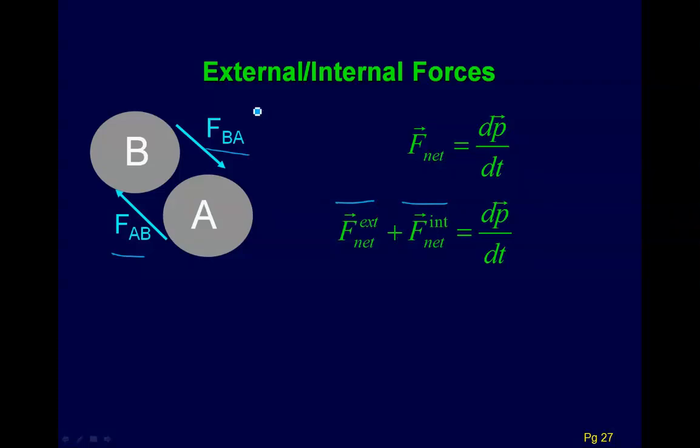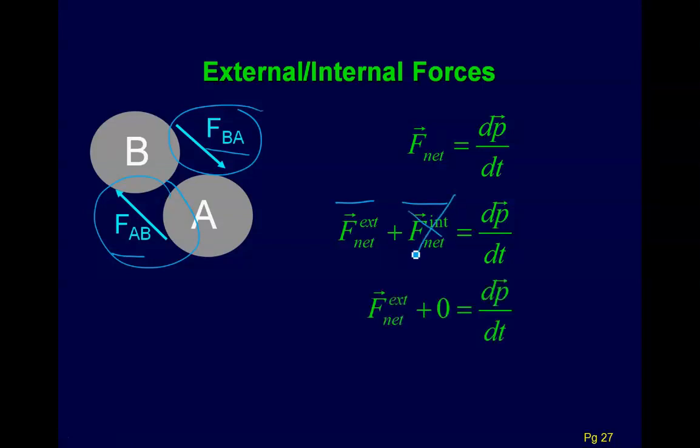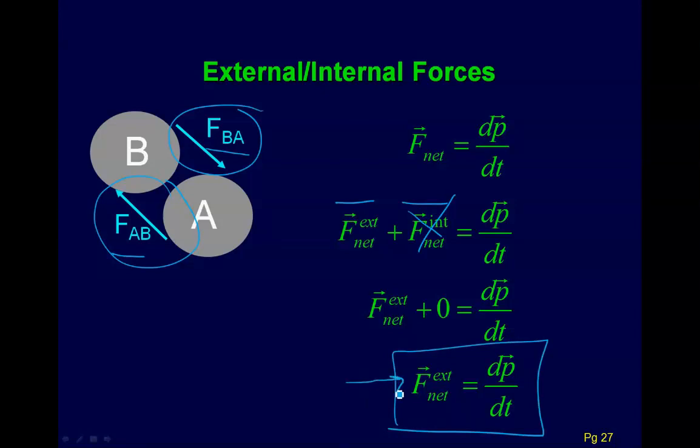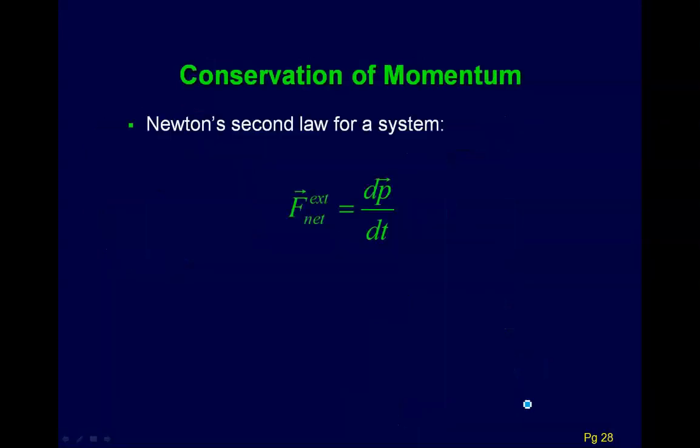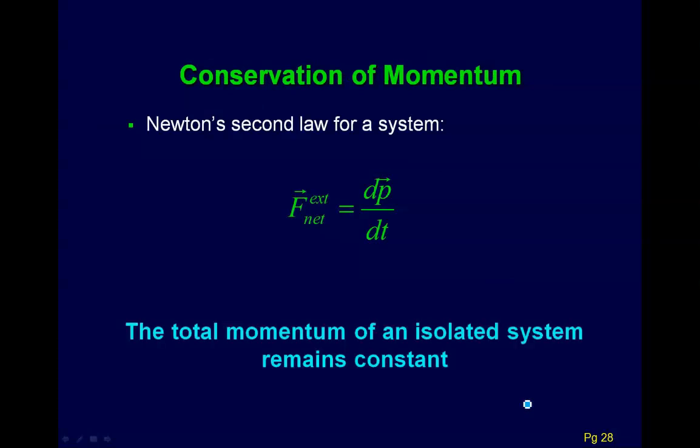What always happens is the internal forces always come in pairs, and due to Newton's third law, they're always going to be equal and opposite. So the internal part for a system is always going to cancel out. And so that's going to equal 0, and so we can rewrite Newton's second law for a system like this, that the net force of all the external forces acting on it equals dp/dt. And so this changes things a little bit for a system. Newton's second law for a system looks like this, and what this implies is that the total momentum of an isolated system remains constant.